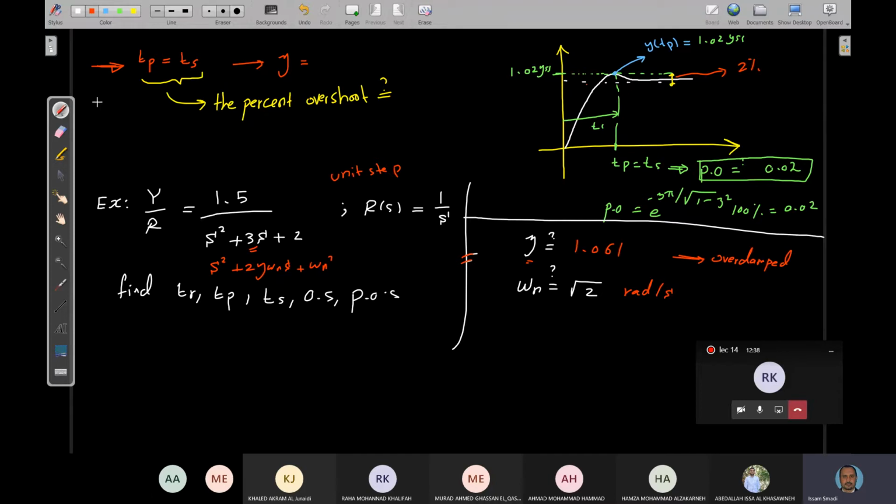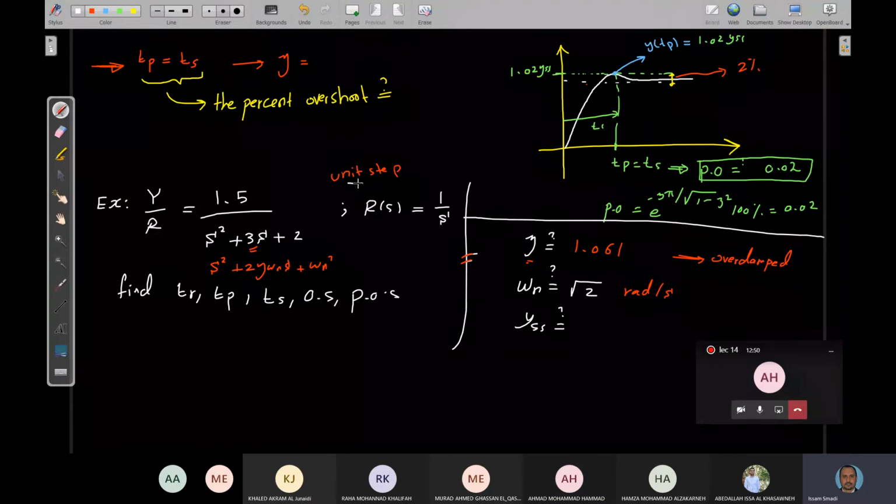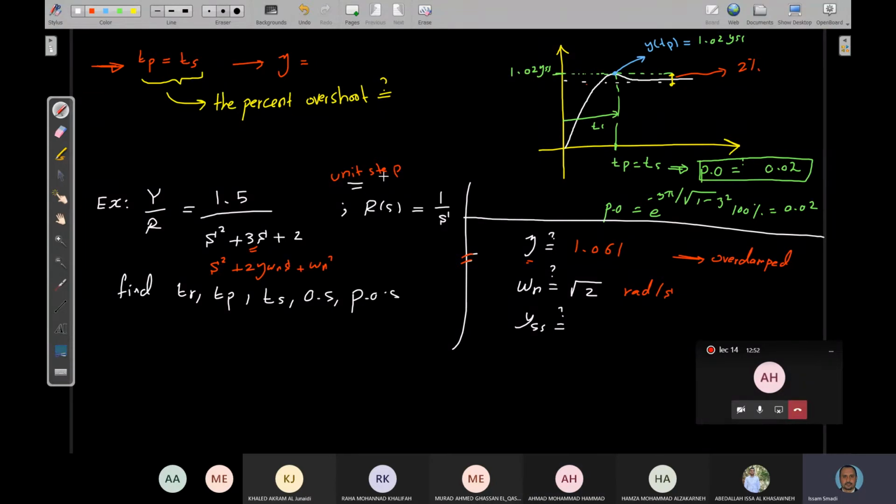Now let's see. Who can give me Y steady state here equal to what? 1.5 over 2. Yes, it's the DC gain, because the input is a unit step. But if I change the input, you should multiply by the input, correct?